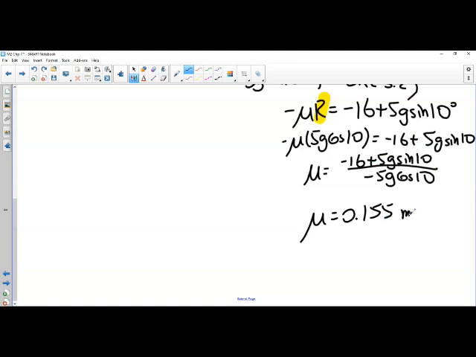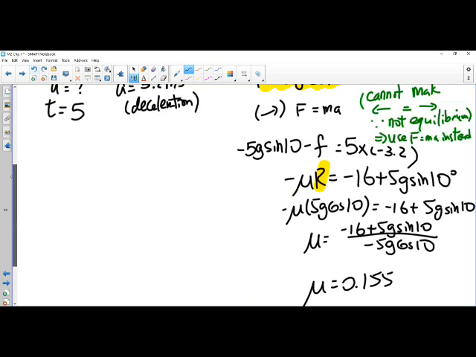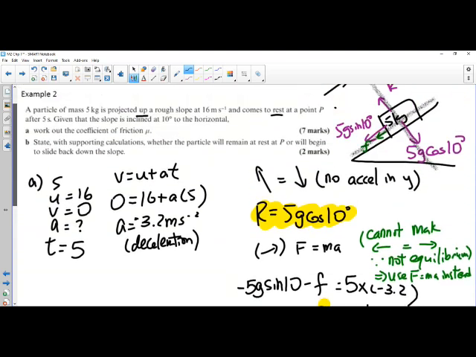You know this is correct. There's no unit, sorry. You know it's sort of correct because the mu value has to be between 0 and 1. Store in the calculator because there's no exact value. All right. Next part, Part B.